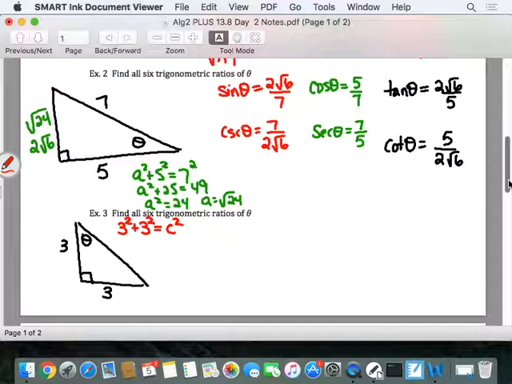Alright, this is 3 squared plus 3 squared equals c squared. 9 plus 9, that's 18. C is the square root of 18. This one, I'll do the factor tree method. So a pair of 3's comes out, and it's 3 radical 2.